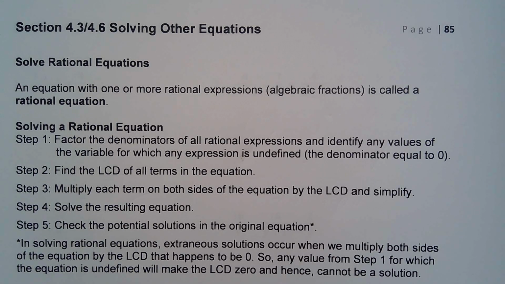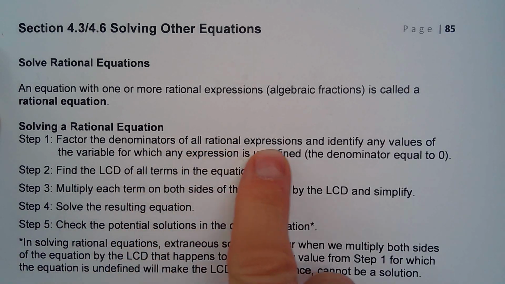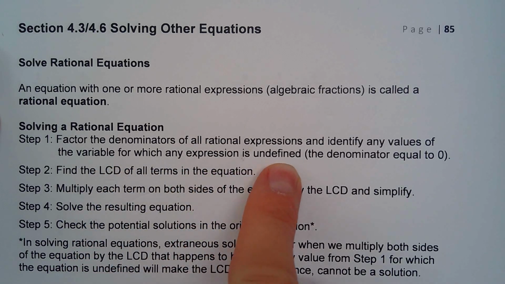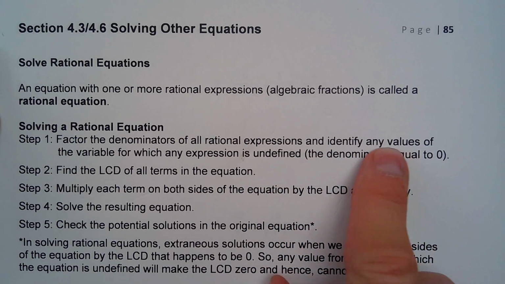The next type of equation we want to talk about is solving rational equations. An equation with one or more rational expressions, algebraic fractions, is called a rational equation. So when we're solving this, we want to factor the denominators of all the expressions and identify any values of the variable for which any expression is undefined. What that translates into, you're looking for any values of the variable that make the denominator 0.